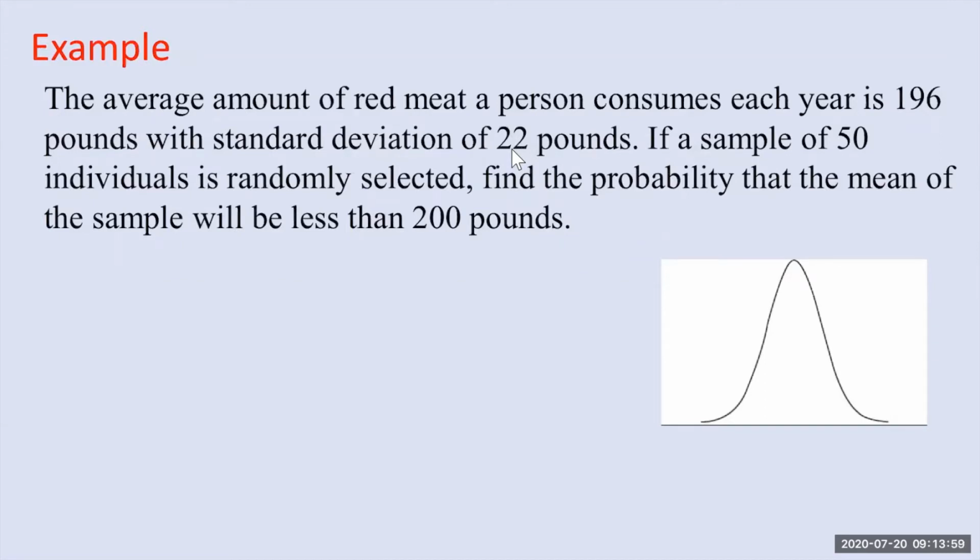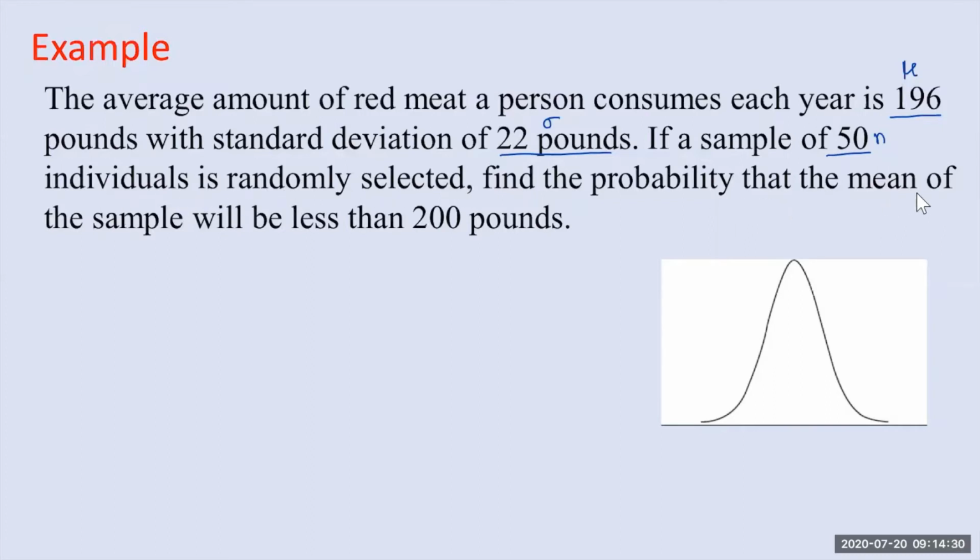So this is your mean. Okay, population mean 196 and the standard deviation is 22. That's the population. You have the population with the mean 196, standard deviation 22. So from there, you draw a sample of size 50. That is the size of the sample. This is your N. You draw the sample of size 50. Okay, 50 individuals are randomly selected.